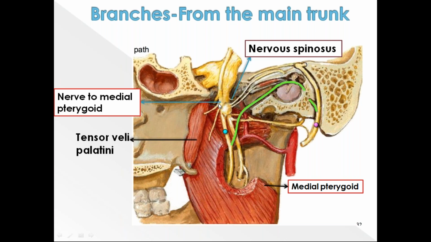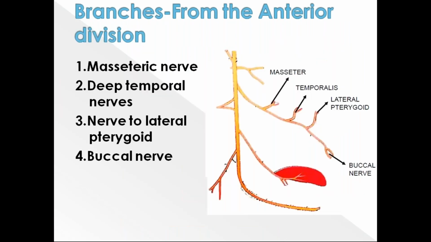Okay, so this nerve to medial pterygoid, without relay in the otic ganglion, gives a communicating branch and supplies two muscles, tensor veli palatini and tensor tympani. Okay, so this nerve to medial pterygoid is supplied on the medial surface, not on the lateral surface. Okay, so that's all about the branches from the main trunk. Now we'll go on to the branches from the anterior division.